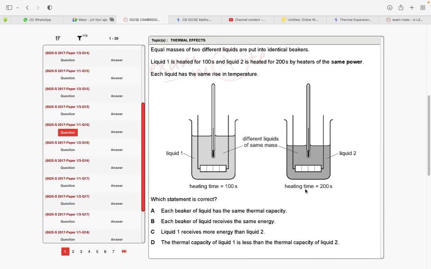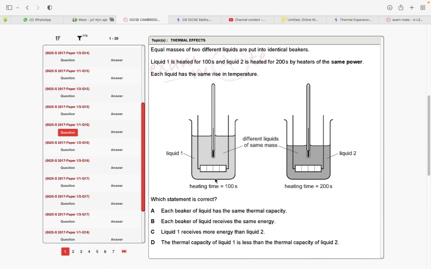Each beaker of the liquid receives the same amount of energy? No, because energy is IVT, that's current times voltage times time. So this one has a bigger time, therefore it has bigger energy. They don't have the same energy. So B is wrong. Liquid 1 receives more energy than liquid 2?